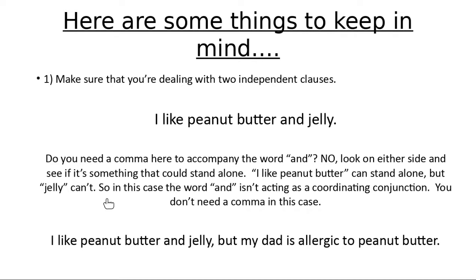Exactly. So you've got an independent clause over here to the left, I like peanut butter and jelly. You've got an independent clause to the right over here, my dad is allergic to peanut butter. And you have joined them using this comma and coordinating conjunction. Sorry, I hope I didn't confuse you by saying no. My mind was still up here on just jelly. Just jelly can't stand alone by itself. My dad is allergic to peanut butter can stand alone by itself. So this has passed the test, and this is a perfectly fine compound sentence.